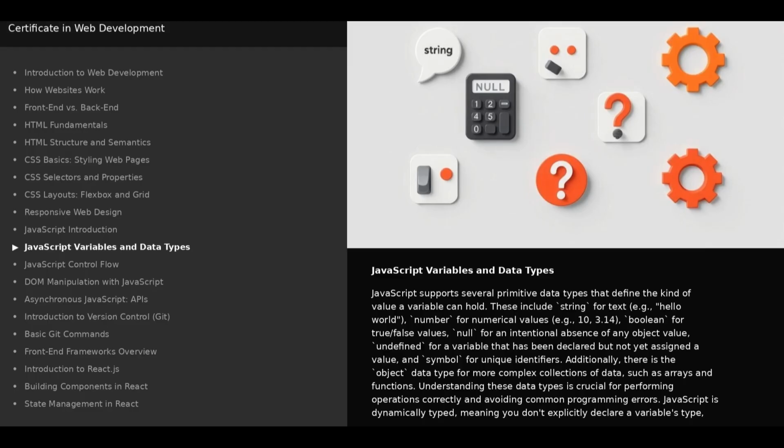Additionally, there is the object data type for more complex collections of data, such as arrays and functions. Understanding these data types is crucial for performing operations correctly and avoiding common programming errors. JavaScript is dynamically typed, meaning you don't explicitly declare a variable's type, but its type is determined at runtime based on the value it holds. This flexibility is a powerful feature, but also requires careful handling to ensure type consistency.